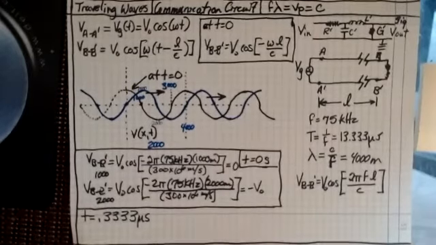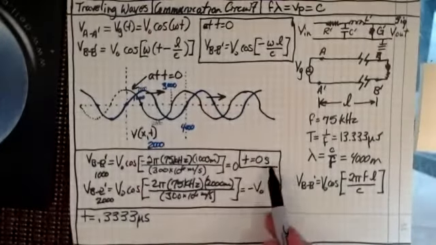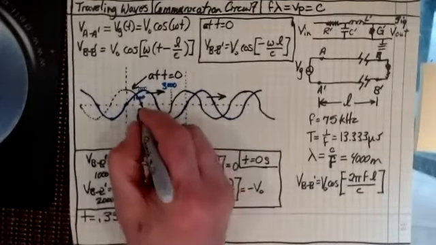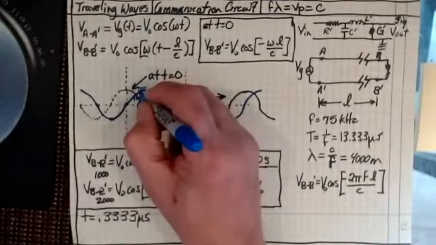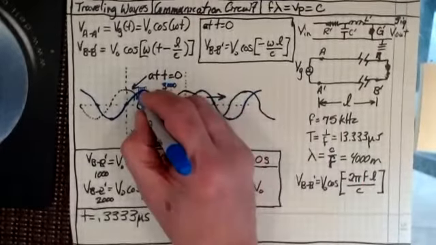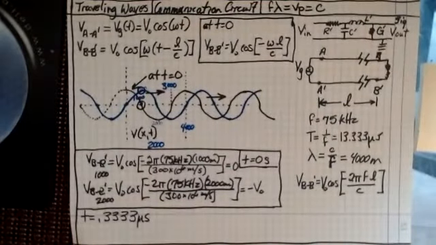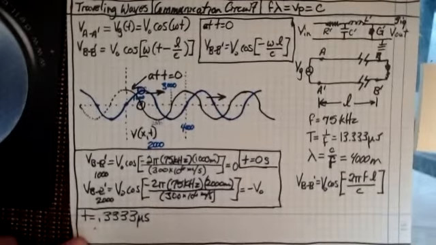So what I'm saying is, let's look at 1,000 meters again. At t equals 0, 1,000 meters was 0, and that corresponded to that point, 0. Now, at t equals 0.3333 microseconds later, that wave has now traveled, hasn't it? And now the value should be positive V0 at V sub B, B prime. Let's just see if that's right.